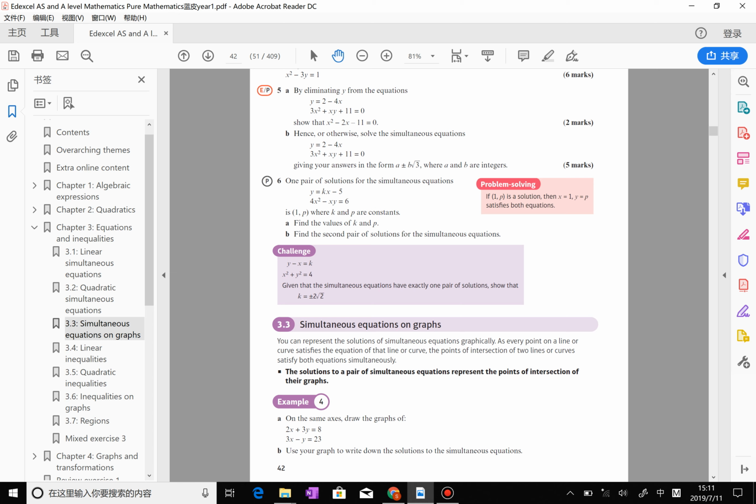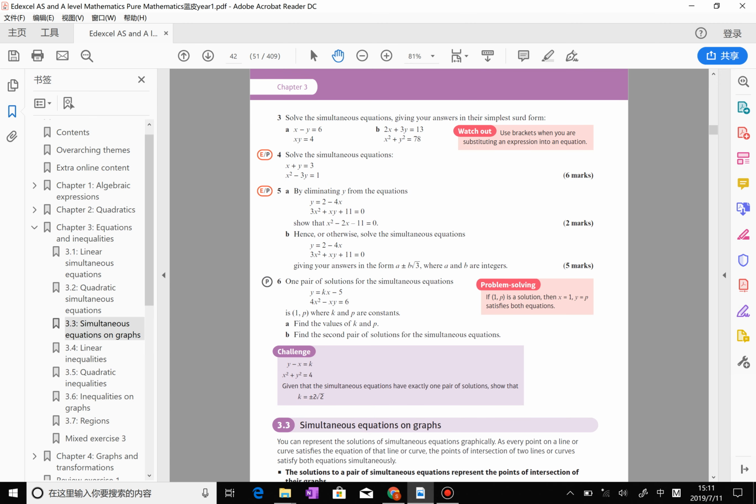So as we know, we could solve two linear equations with elimination or substitution. Also, we could solve a pair of equations where one is a linear equation and another is a quadratic equation. But what do they mean on the graph? Okay, so let's look at example 4.